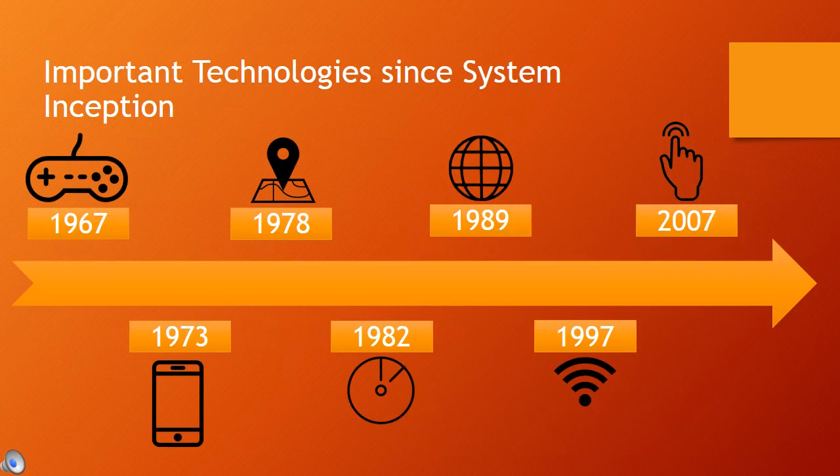Let's take a look at important technologies that have been invented since the inception of the system. In 1967, video games were invented. Since the 70s, we have cell phones and GPS systems. CD players were brought onto the market in 1982. In 1989, the internet was discovered. And the last two main inventions were Wi-Fi in 1997 and touchscreens in 2007.